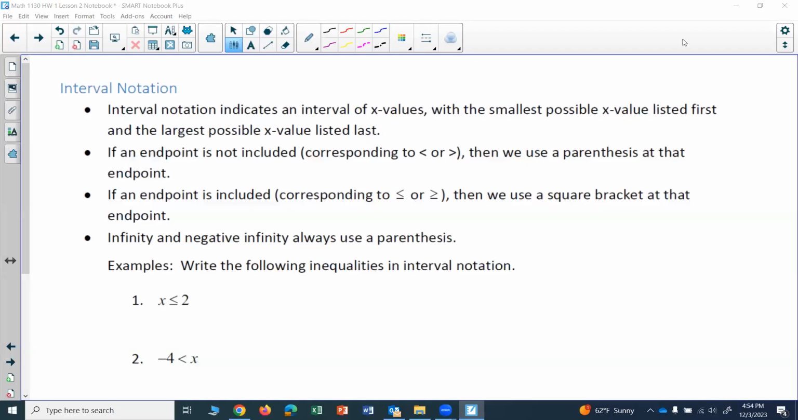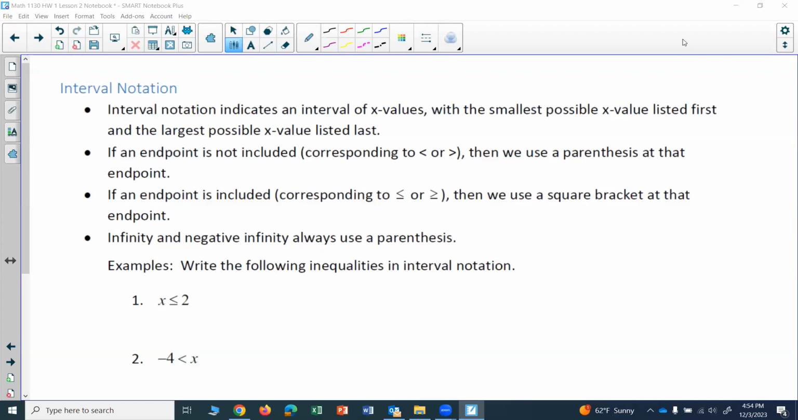This video talks about interval notation. Now, this is really important in this course because a lot of our answers have to be in the form using interval notation. What interval notation indicates is an interval of x values, or it could be an interval of y values, but you list the smallest possible value first and the largest possible value last.